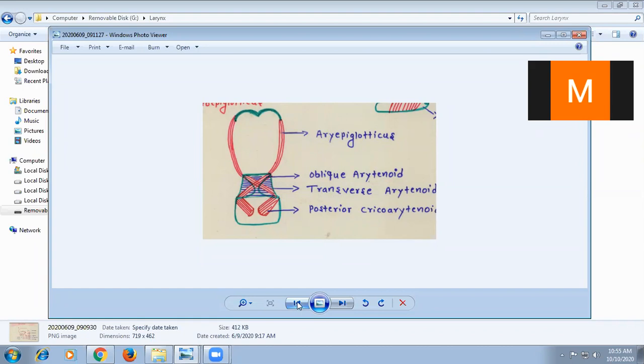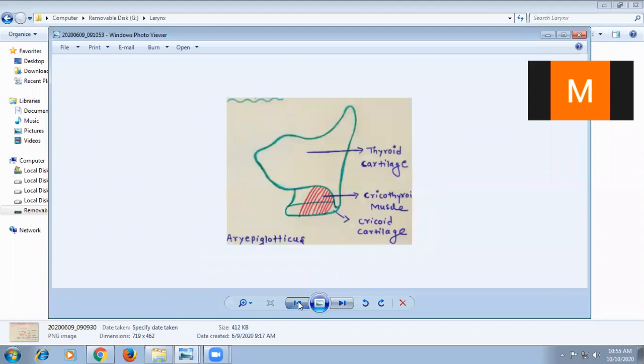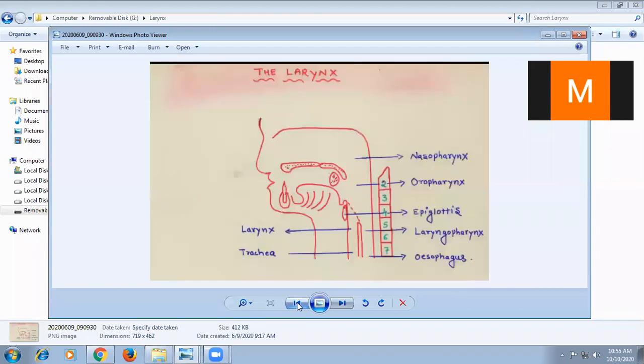The intrinsic muscles of the larynx I will cover in the next lecture. I hope you have understood the introduction. Briefly, I will cover the introduction again in the next lecture and then go directly to the muscles. So study and make perfect all the 9 intrinsic muscles of the larynx. I am going to cover that in the next lecture. I hope you have understood.